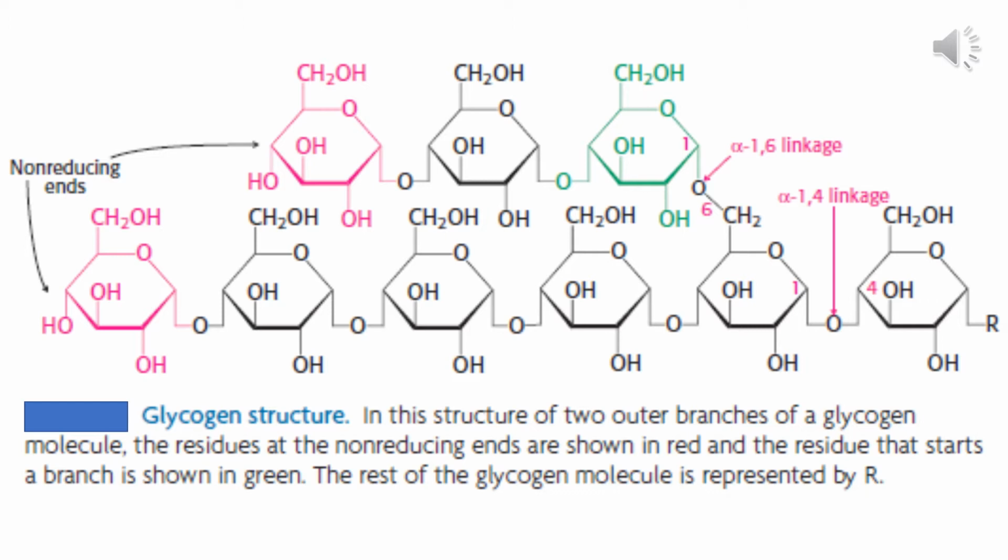And where should you see the reducing end? Practically, there is no reducing end. Why? Always carbon number 1 is engaged in bond formation. And the reducing carbon number 1 of the first glucose residue is bonded to the protein glycogenin. In some books and in some figures, you may see that there is a reducing end. That is wrong. Don't believe it.